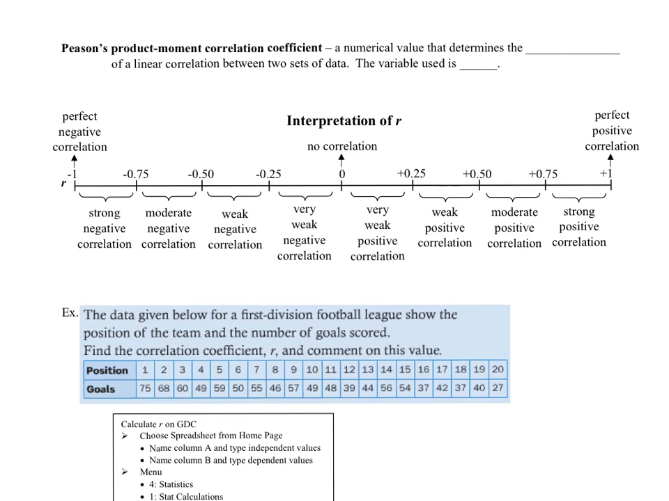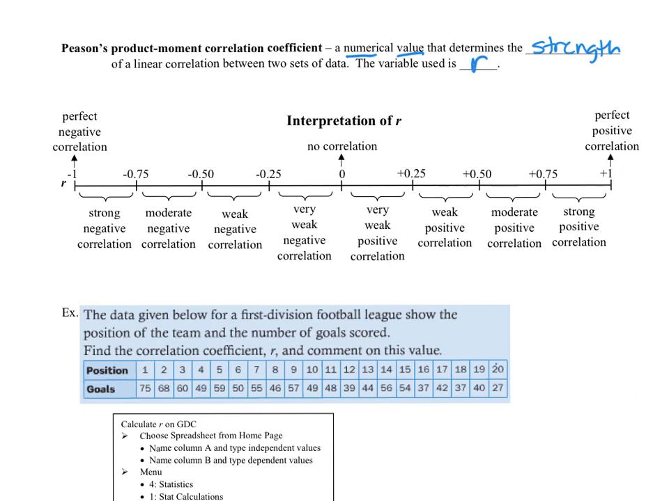The next thing we're going to talk about is a statistic that I think some of you will want to use in your IA. It's called the Pearson's Product Moment Correlation Coefficient. This is a numerical value. What it does is it allows us to quantify the strength, put a number to the strength of a linear correlation between two sets of data. So you can find a value that would actually describe how strongly or how not strongly two sets of data are correlated. The variable that we use for Pearson's product moment correlation coefficient is R.